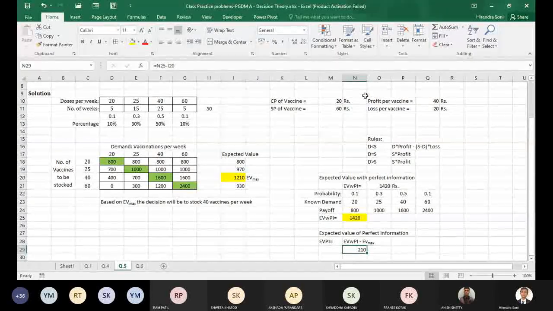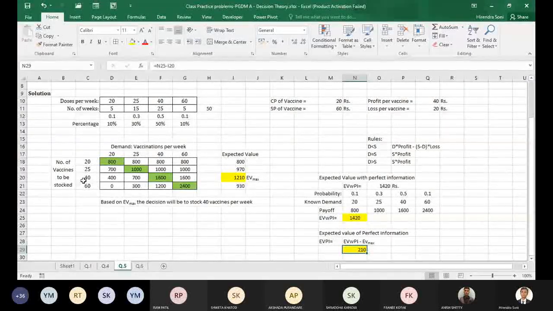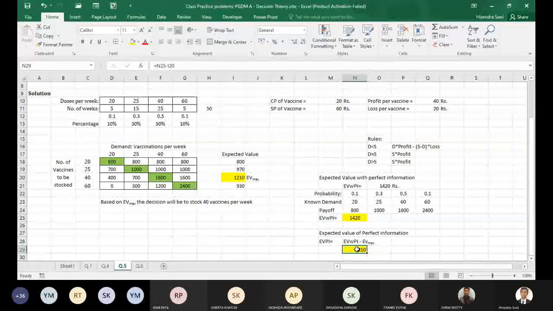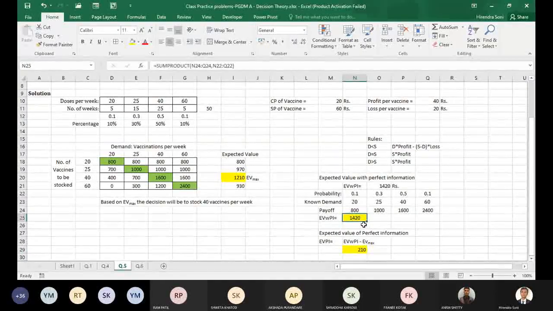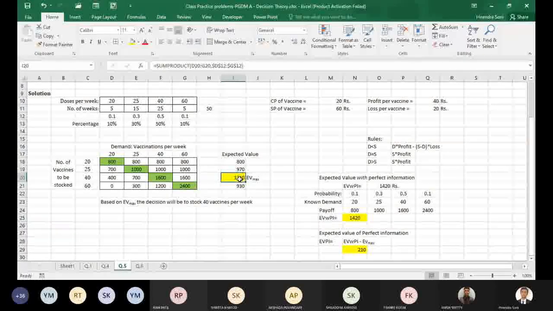क्लियर? क्योंकि बिना परफेक्ट इंफॉर्मेशन के भी वो इतना कमा सकता है if he takes his decision of 40 units per week. तो अगर कोई उसको परफेक्ट इंफॉर्मेशन देता है तो he can pay maximum this much. इतना पे करने के बाद में it is as good as this is what he will be able to earn. और अगर वो इसके लिए नहीं भी जाता तो भी वो इतना तो कमा ही सकता था. Clear?